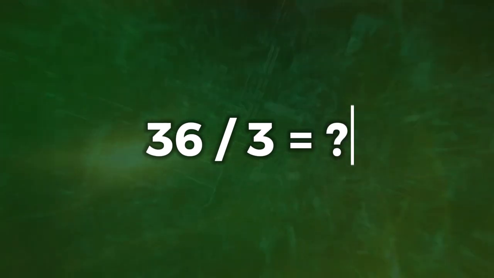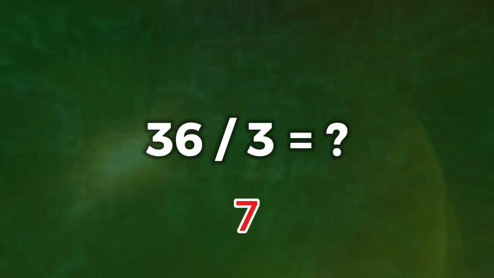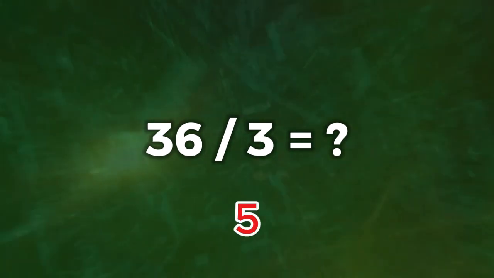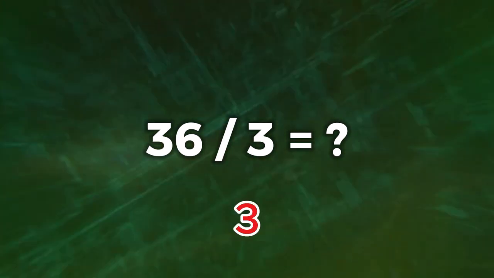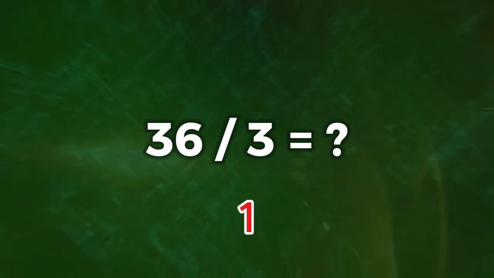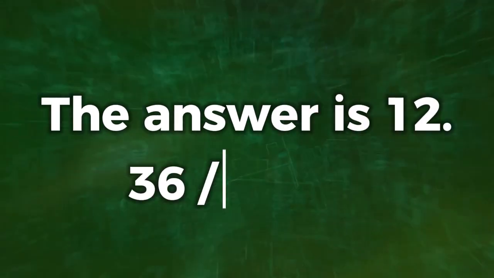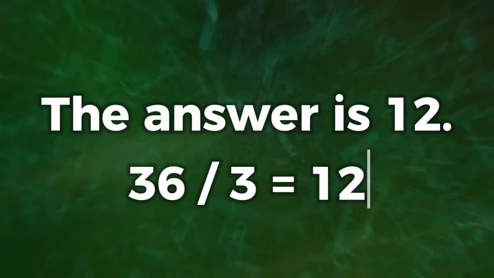Now, for the second problem. 36 divided by 3 is equal to. The answer is 12. 36 divided by 3 is equal to 12.